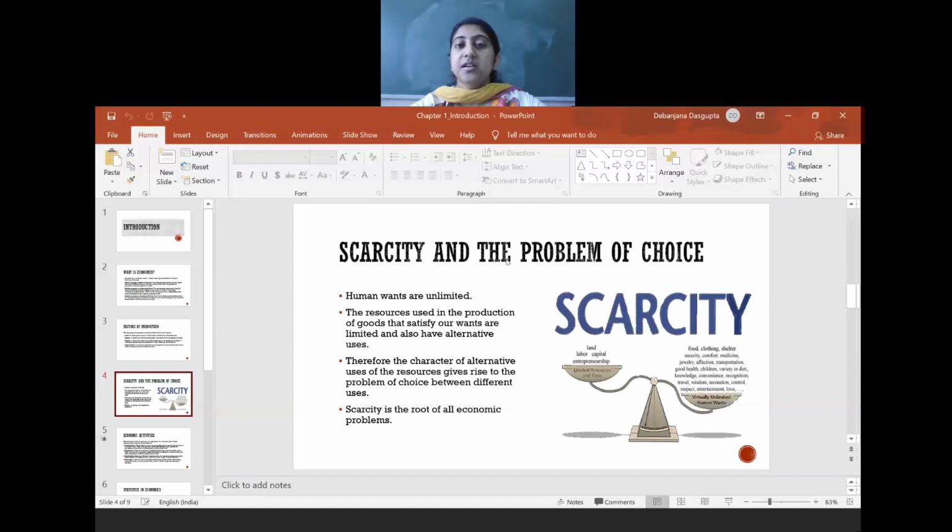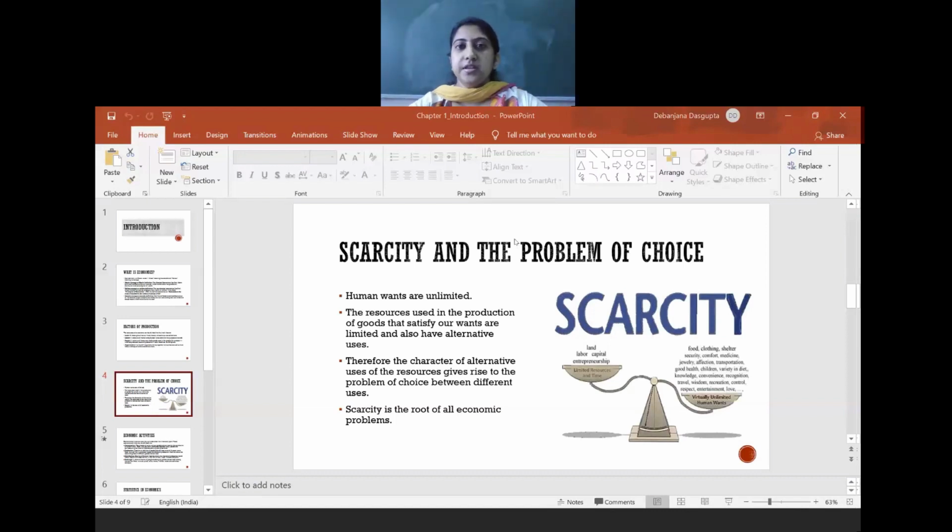Very important. Why? Because the land that we have is limited. Now, how we are going to use that land, there will be various ways in which we can put a particular piece of land to use. So there comes the problem of choice making. Which way should I use it so that my satisfaction is maximized? Therefore, the character of alternative uses of the resources gives rise to the problem of choice between different uses.